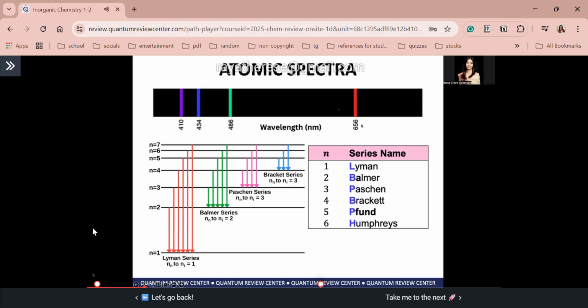So, for example, red light is emitted at 656 nanometers. And this comes from an electron dropping from the n is equal to 3 energy level to the n is equal to 2 energy level. So this line here belongs to the Balmer series. So that is the concept of the hydrogen spectral series.